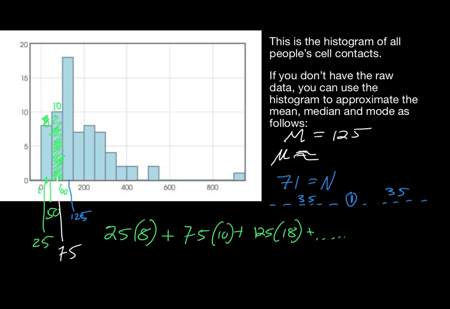And then the mode. Mode is the most often occurring, which is easy in this case. It's the highest bar, which in this case is also the 125. So here my mode is 125. So that's how you can find the mean, median, and mode from a histogram if I do not have the raw data set.